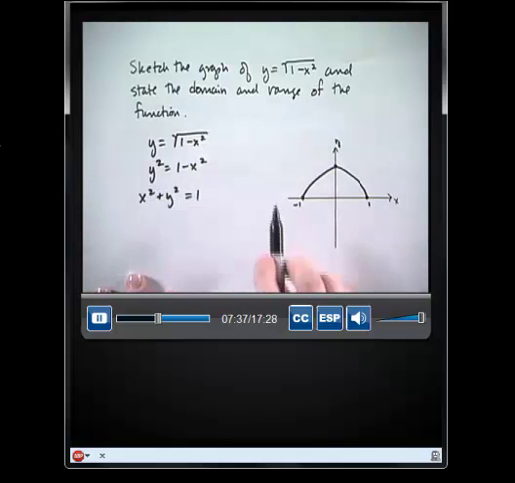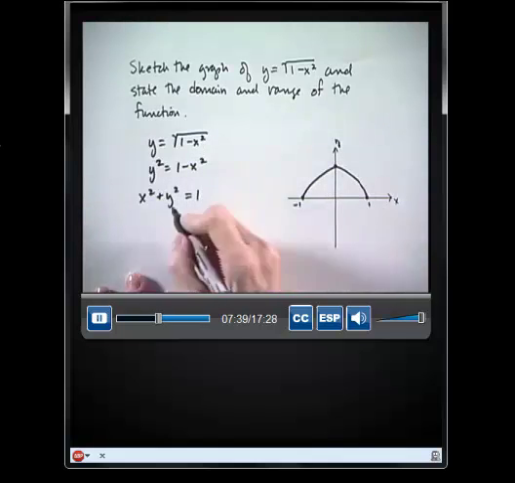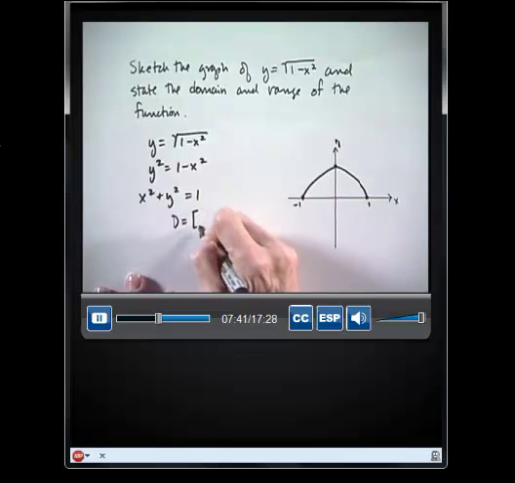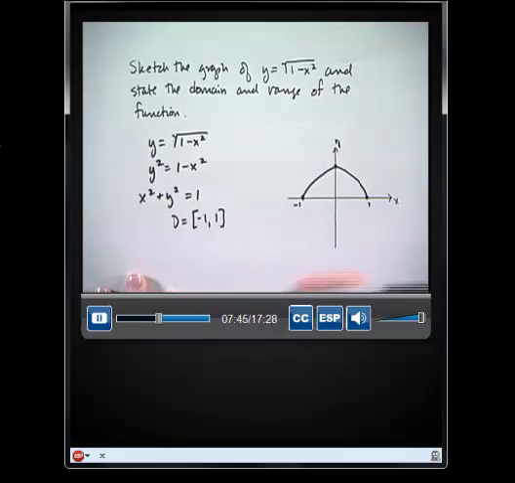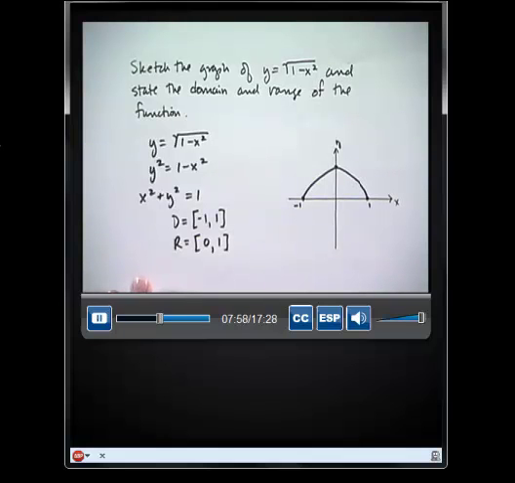Now the domain of this is from negative 1 to positive 1. In interval notation we'll use brackets because we want to include negative 1 and 1. The range of our semicircle is from 0 to 1, not infinity, including 0 and 1. So we use brackets on that interval.